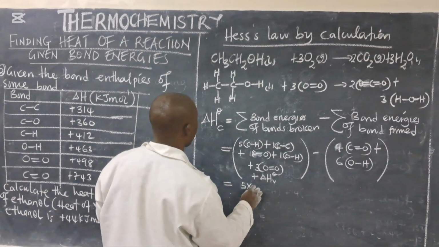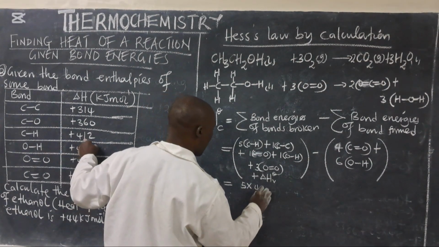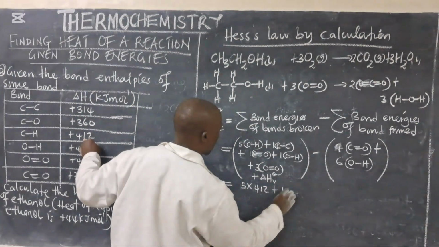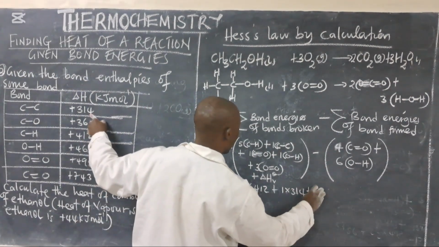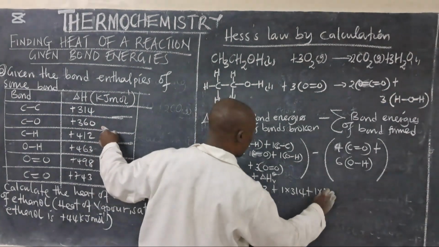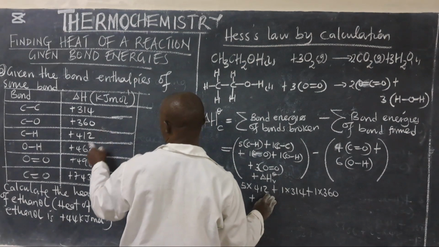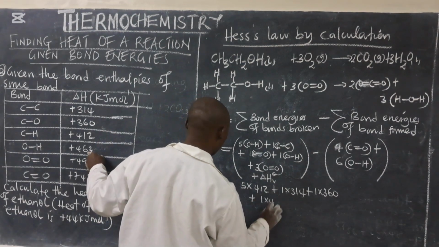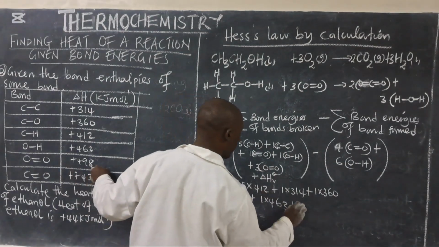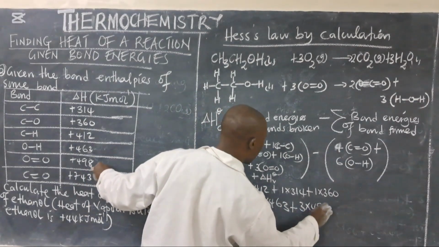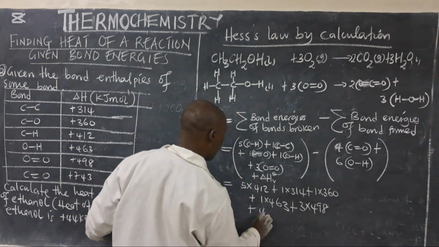5 times carbon hydrogen bonds. Carbon hydrogen bonds is 412. Then plus 1 times carbon to carbon bond 314 plus 1 times carbon to oxygen bond 360. Then plus oxygen hydrogen bond, that is 1 times 463. Then plus 3 times oxygen to oxygen, that is 3 times 498. Then plus enthalpy of vaporization is 44.